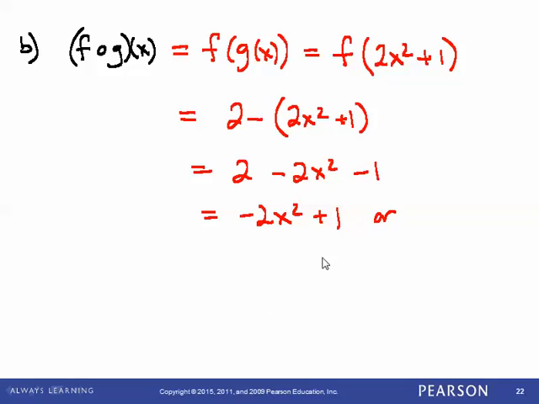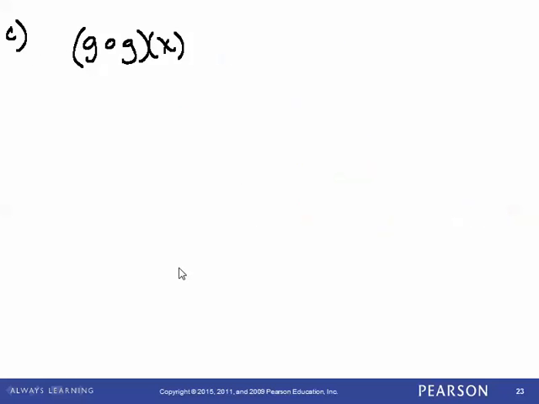Alright, and the question comes up, Mr. H, can I put the 1 first and then the 2x squared in the back? Yes, you could do that. That's no problem, as long as you have the negative sign with the 2 still. So since that's a positive 1, you can move it to the front, but you leave it as a positive 1. The negative 2x squared, you can move to the back, but make sure you leave it as a minus 2x squared. Okay, composing g with itself.